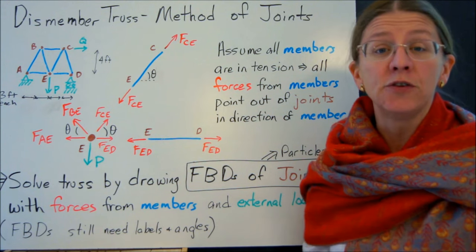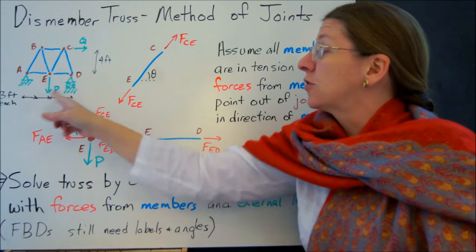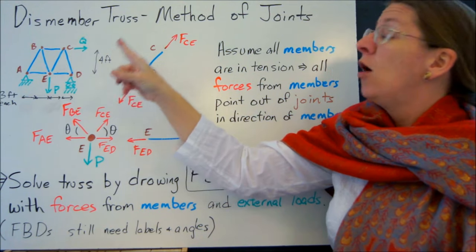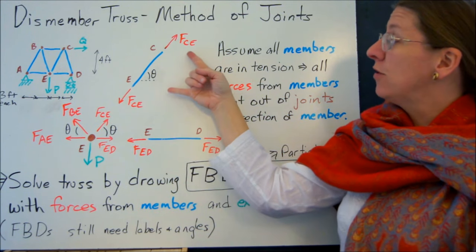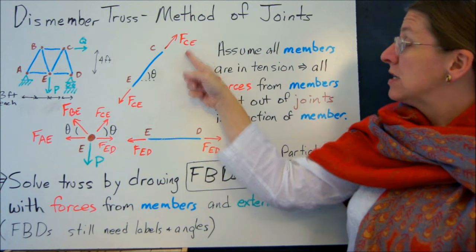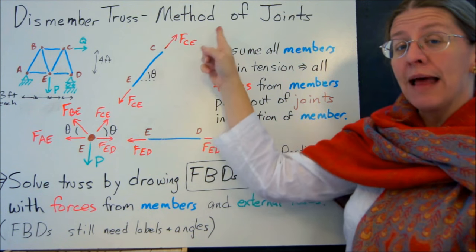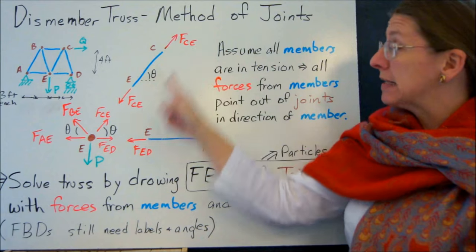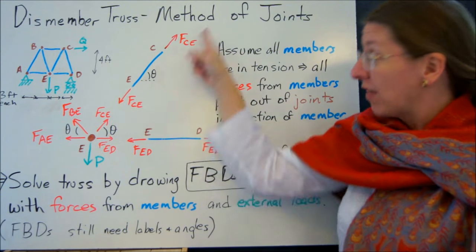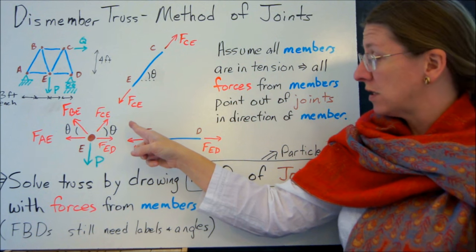So what does it look like if you dismember a truss? Here is a basic truss with a pin at one end and a roller at the other and a couple of external loads applied here. When I take these apart, I can consider the free body diagram of each individual member. It's a two-force member, so whatever force there is has to be acting along the member itself. So if this is theta, then that's the angle for these forces.